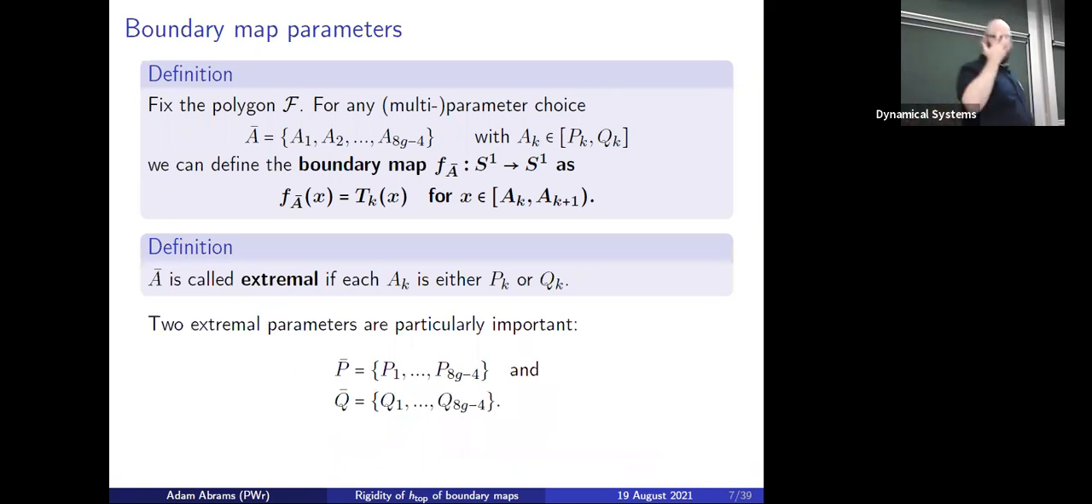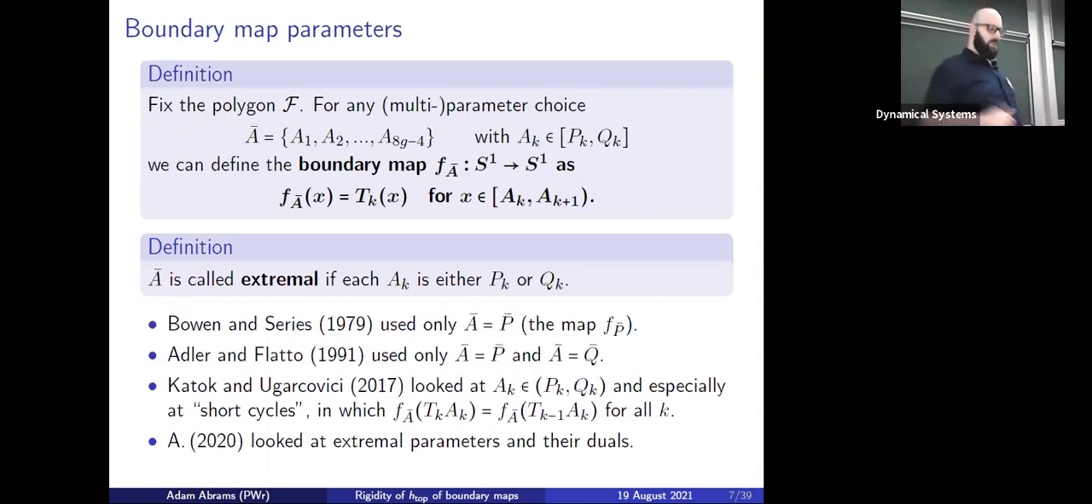There are some particular choices for the parameter capital A that are worth mentioning individually. So one sort of obvious choice is to set all of your A's equal to P. That gives you the original Bowen-Series boundary map. Another choice that sort of makes sense to look at is to set all of these parameters equal to Q: Q1, Q2, Q3. This gives you a map which Adler and Flateau called the backwards Bowen-Series boundary map.